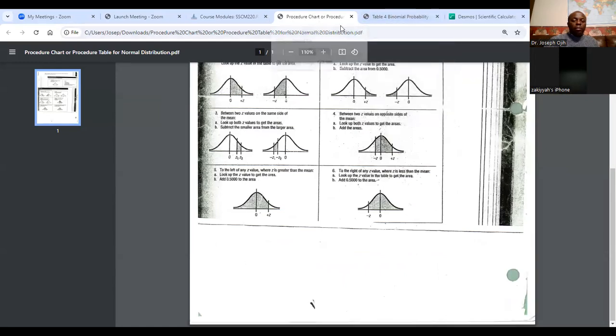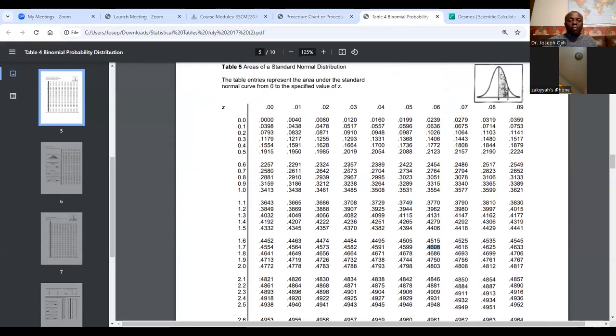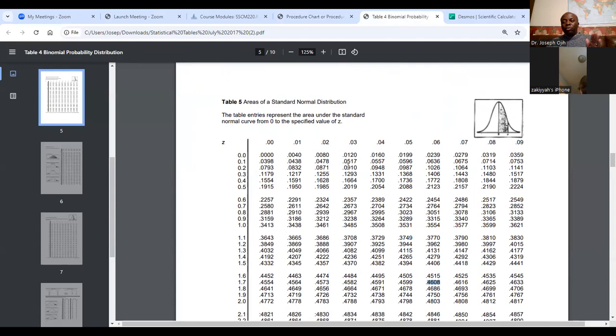And before we talk about the table, let me write the numbers down so we can go and read them on the table. The first number is negative 0.87. Now, if you look at the table, there's no negative value there. This table doesn't have the negative because negative only tells you that it is on the left side. That's all. So here you're not gonna be looking for negative 0.87. You'll be looking for 0.87, not negative 0.87.